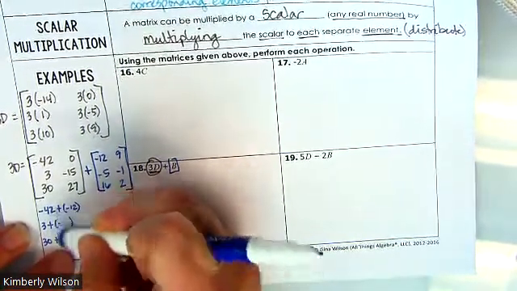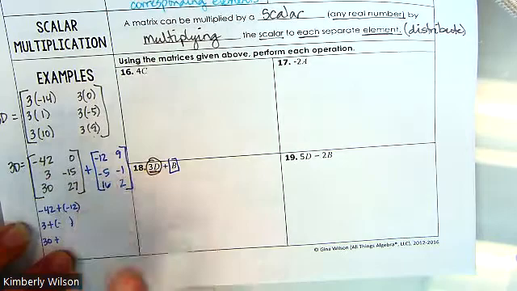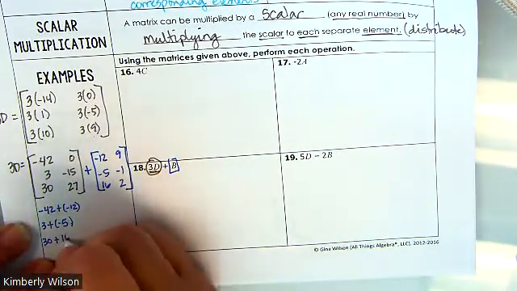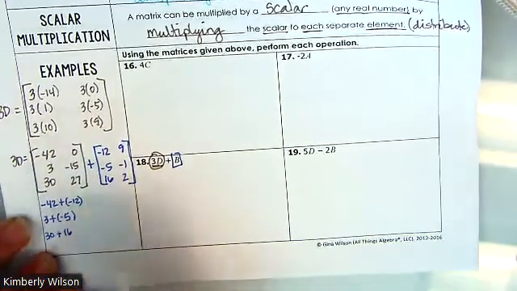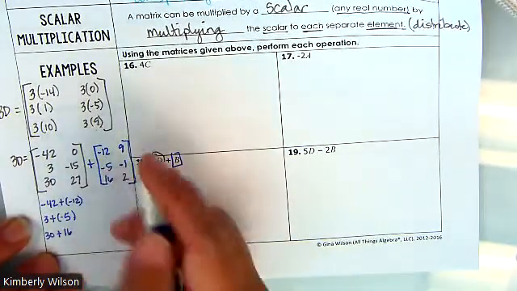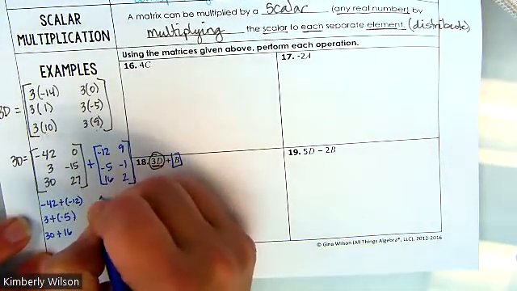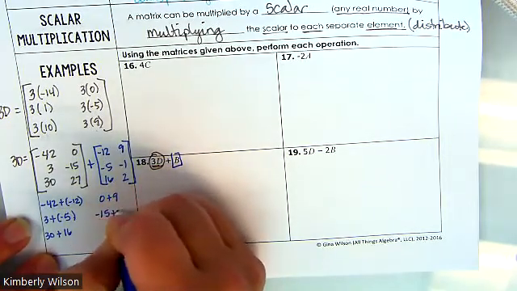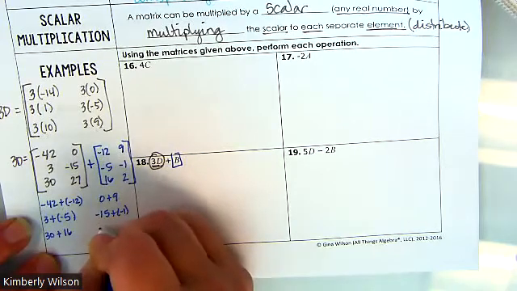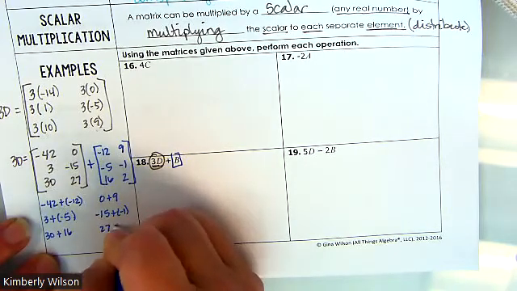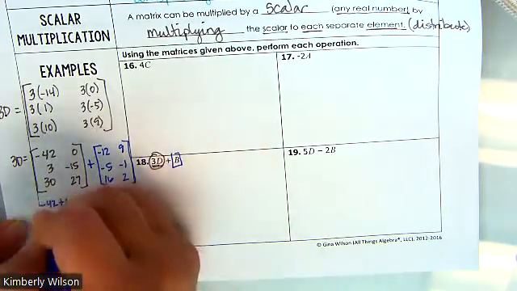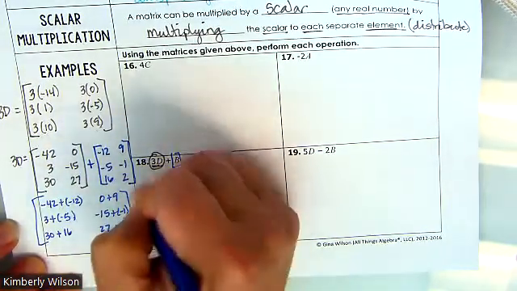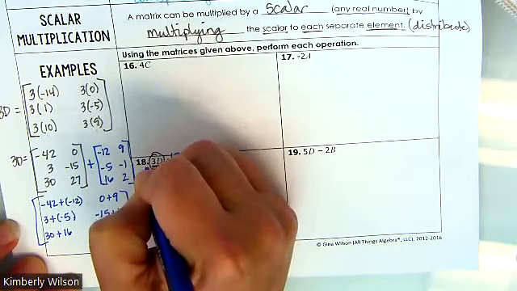You gotta pay attention to doing the corresponding elements. 3 plus negative 5. 30 plus 16. This is exactly why I write this down, because you can easily look off and look somewhere else. 0 plus 9, negative 15 plus negative 1, 27 plus 2. So this is the matrix of work for this problem.